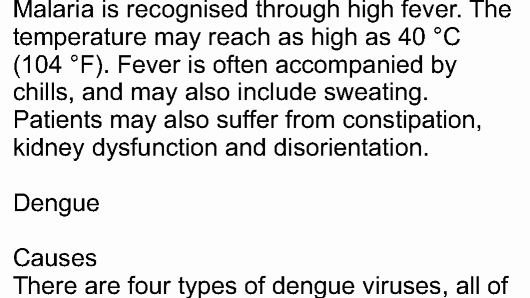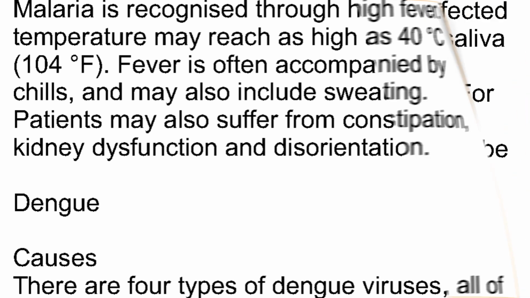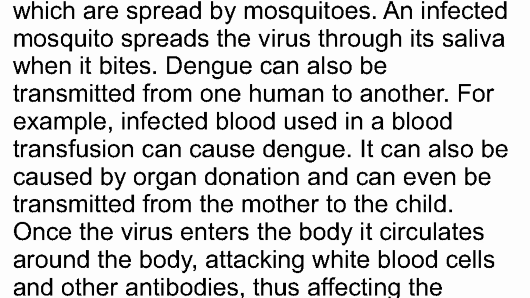Dengue. Causes. There are 4 types of dengue viruses, all of which are spread by mosquitoes. An infected mosquito spreads the virus through its saliva when it bites. Dengue can also be transmitted from one human to another. For example, infected blood used in a blood transfusion can cause dengue. It can also be caused by organ donation and can even be transmitted from the mother to the child.